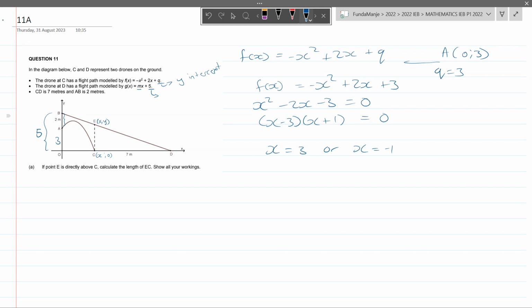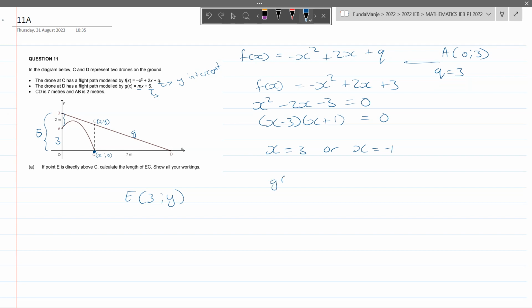These are our x values for the intercepts. So this one is most likely to be the positive one since it's on the right side of the y-axis. So the positive one here is 3. So now we know the x value here. So x is equal to 3. We can update E, 3 and y. Now we need to know the y value at E. We can just substitute the value 3 into the formula for G. But the problem is we don't know the gradient of this line G. So we first need to compute the gradient before we can get y.